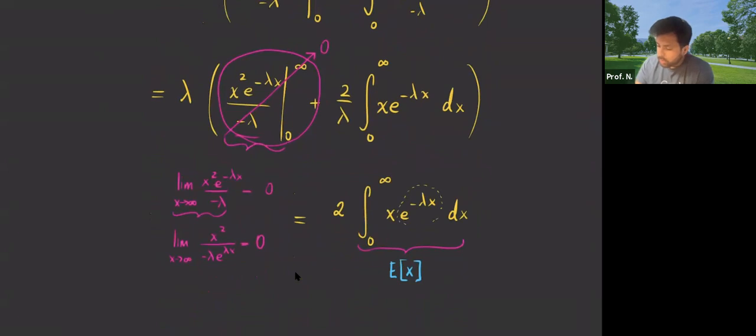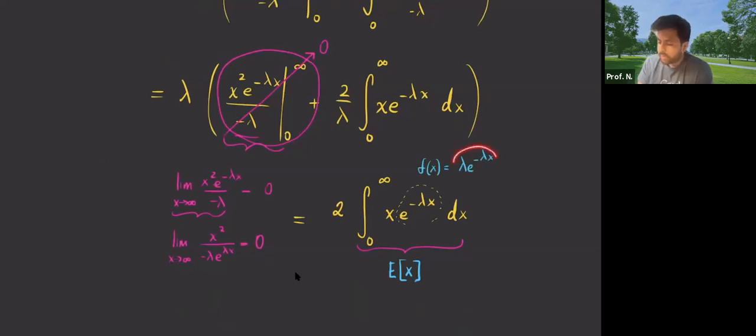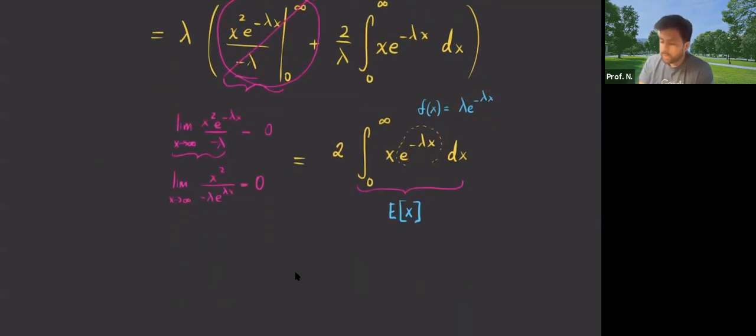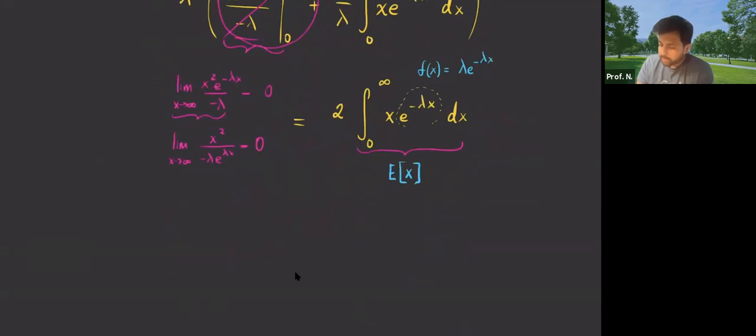So this should look like f of x. F of x is what? Lambda e to the negative lambda x. Do you guys see how similar this is? All we're missing is a lambda, right? So this is what we're gonna do. We're gonna be a little tricky here. We're gonna say, hey, you know what? Let's make a lambda. Let's write this 2 over lambda times lambda.